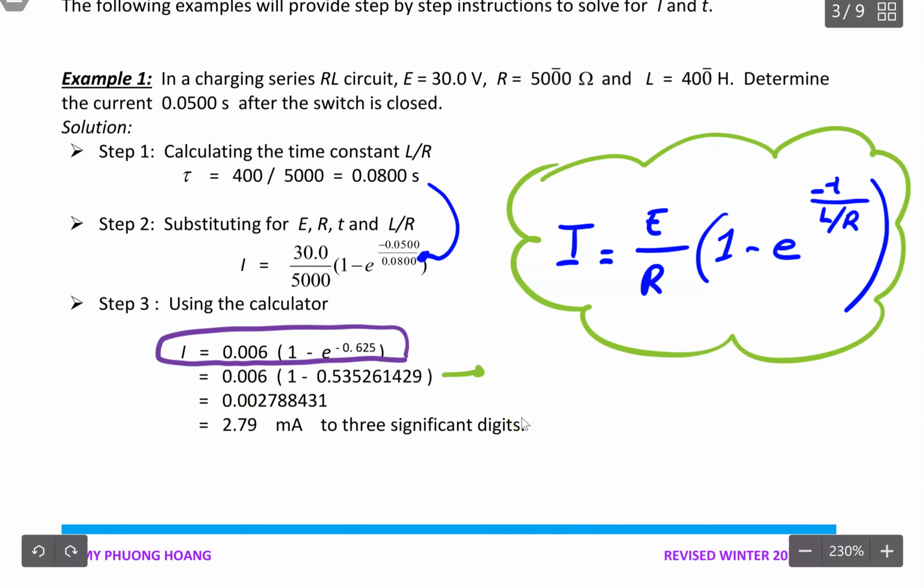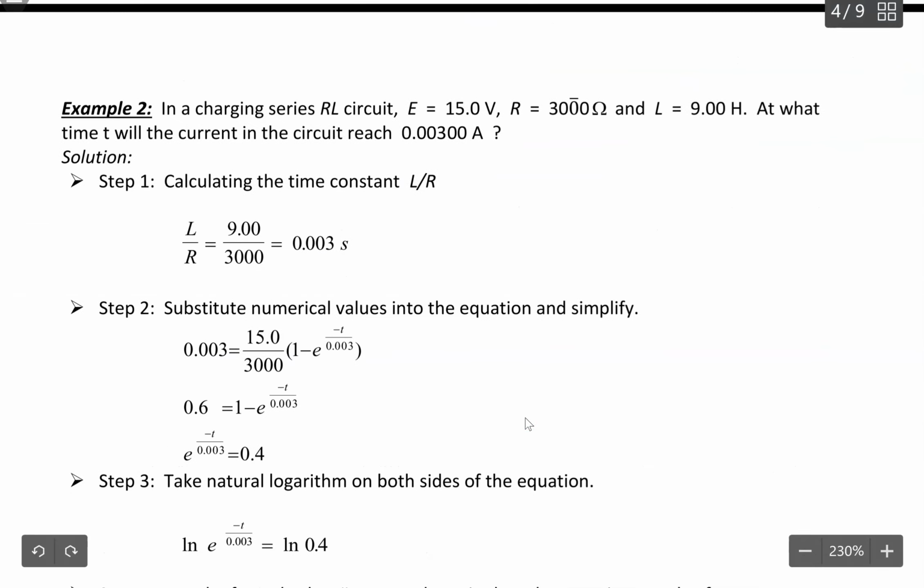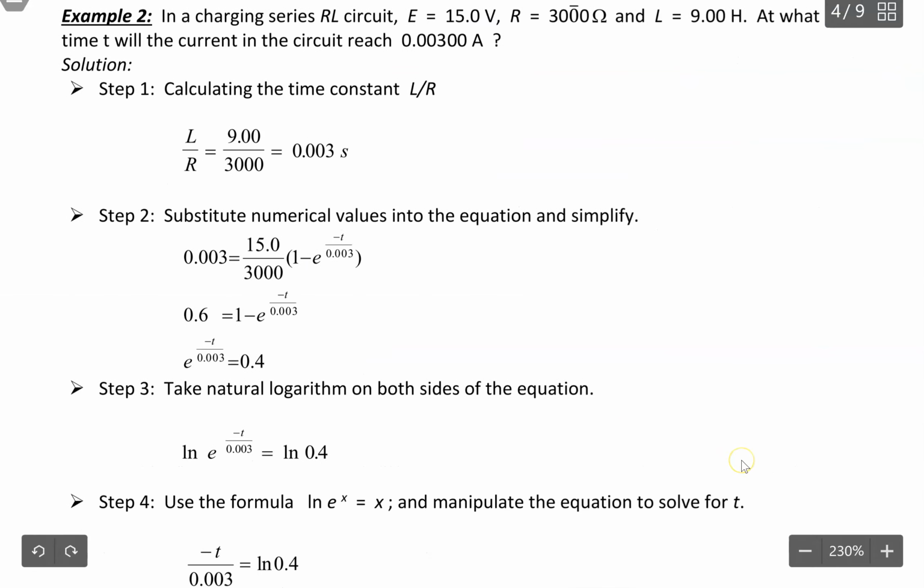Okay, so let's move on to the next example. In this case, I will have to do the reverse, right? I have to do the reverse by finding the time. Again, I want to rewrite the formula for everyone so that we know the process in this case.